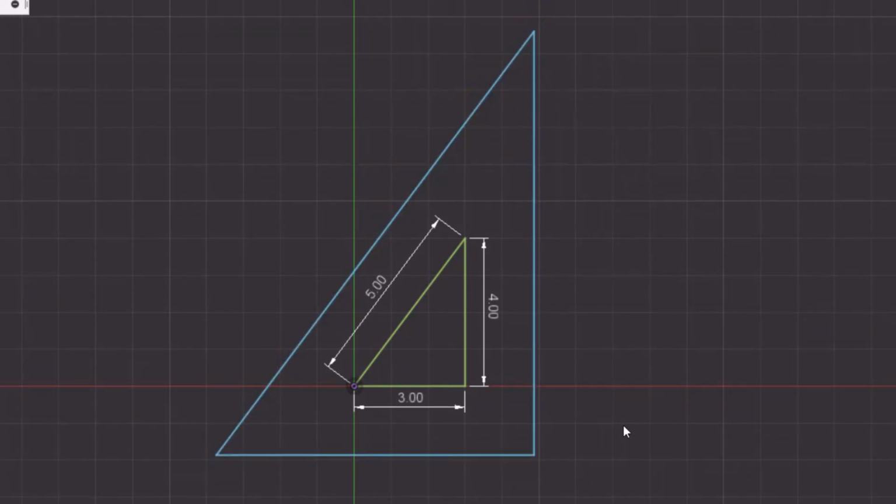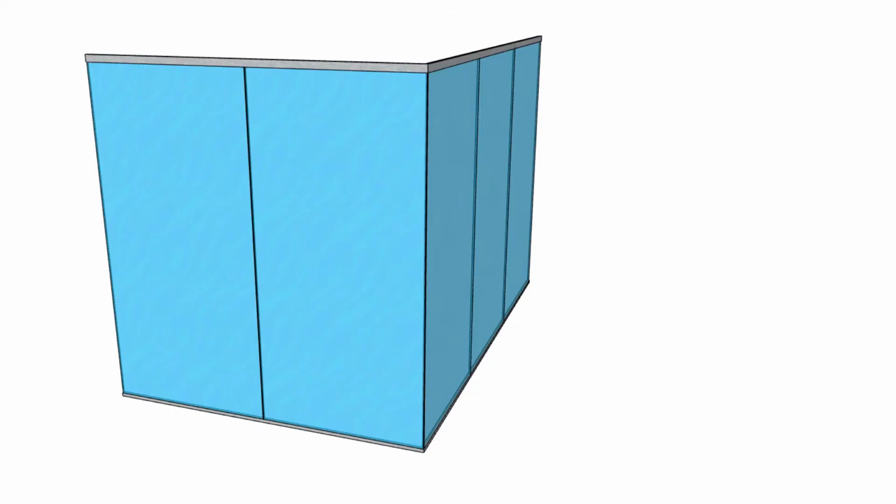A 3-4-5 right triangle is a triangle whose side lengths are in the ratio of 3 to 4 to 5. In other words, a 3-4-5 triangle has the ratio of the sides in whole numbers called Pythagorean triples. This means that a triangle which measures 30 inches by 40 inches by 50 inches has one square corner. So how do we use this?